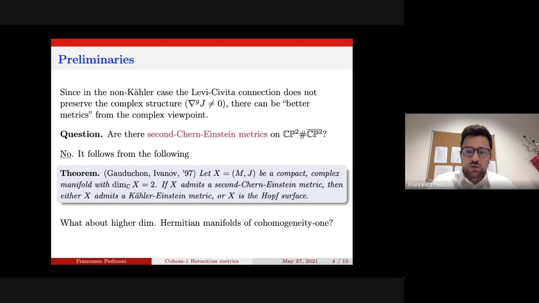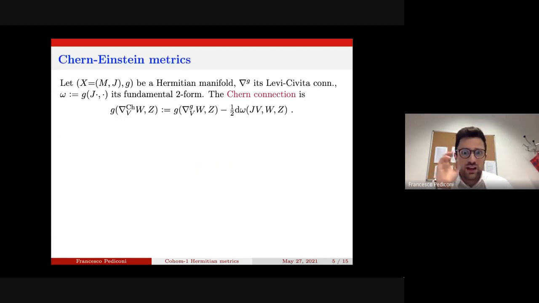Okay, so let's have a better look at this Chern-Einstein condition. Let's take a Hermitian manifold X. Attached to this manifold, you have the Levi-Civita connection and the fundamental two form omega given by g and J. As I said before, the Levi-Civita connection in general is not complex, so it does not preserve the complex structure of the manifold. So it is very useful here to consider another linear connection on the manifold, connections which preserve both g and J. Among these complex and metric connections, maybe the most famous one is the so-called Chern connection, which is given by the formula here in the slide.